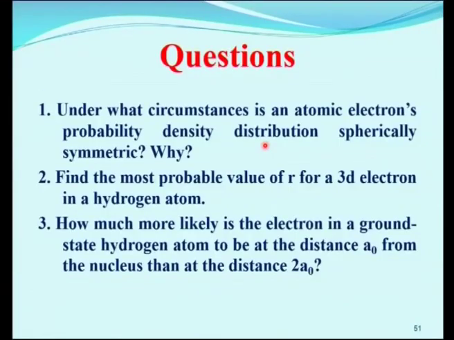Now let us see the questions involved in this session. Under what circumstances is an atomic electron's probability density distribution spherically symmetric? Why? The second question: find the most probable value of r for a 3D electron in a hydrogen atom. The third question: how much more likely is the electron in a ground state hydrogen atom to be at the distance a0 from the nucleus than at the distance 2a0?